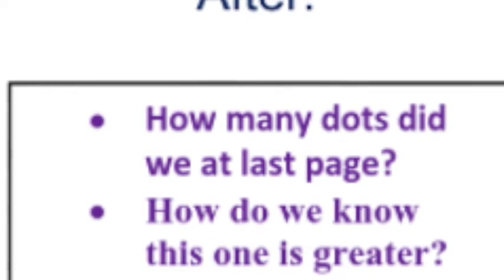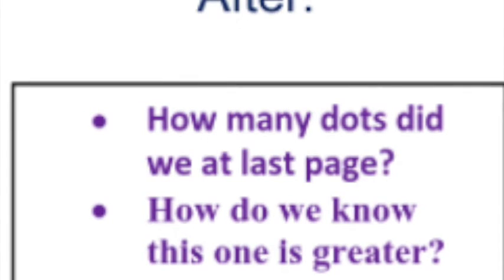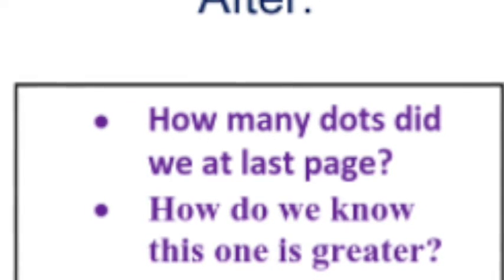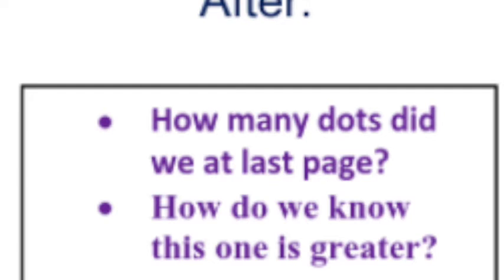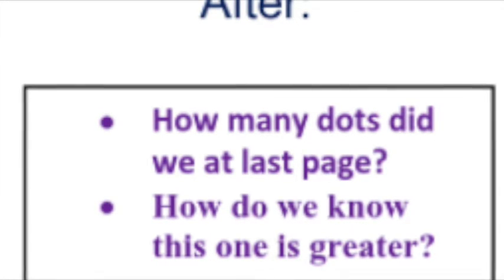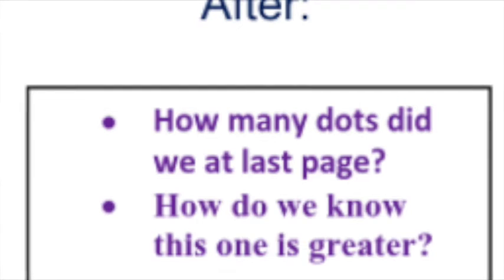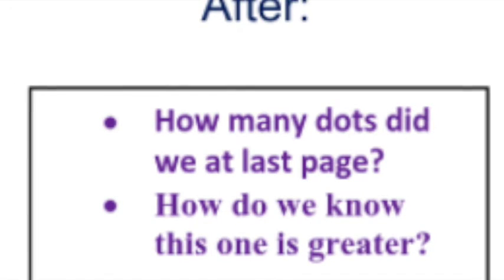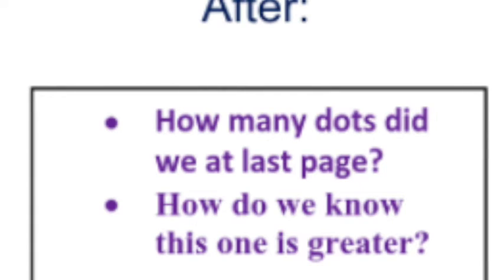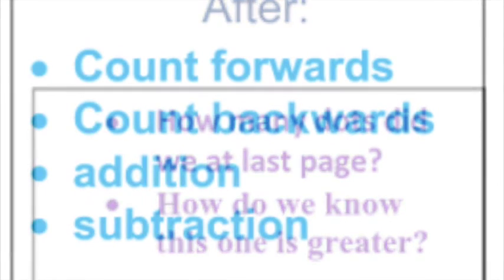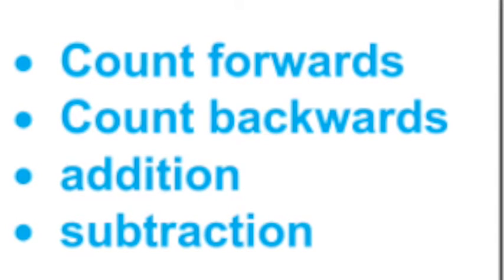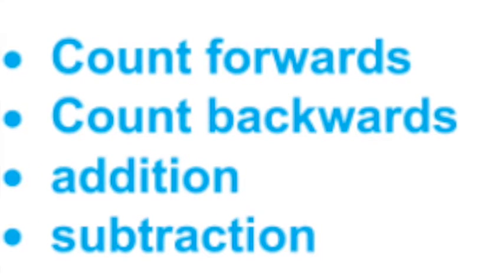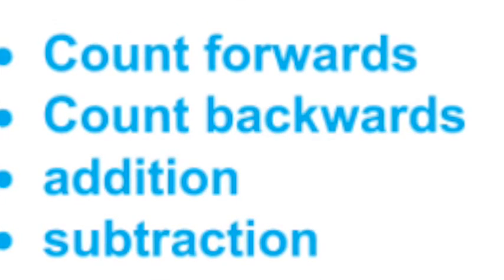After reading the book, the teacher will assess the students summatively by asking some questions like how many dots did we see on the last page? How do we know that one is greater, looking at the first page? By this, the students will know how to count 1 to 10 with the help of the visuals and also by counting the dots on the visuals. Students will learn math vocabulary such as count, forward, backwards, addition, subtraction during the game.